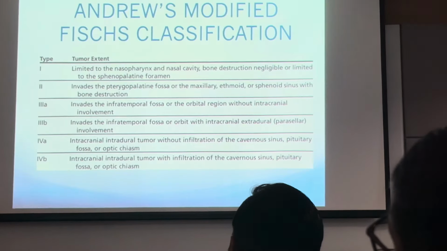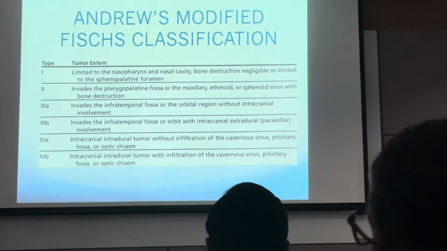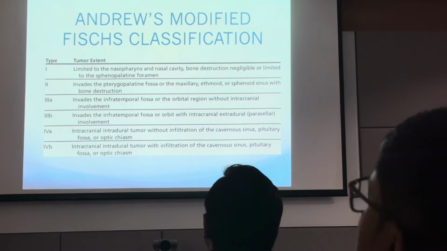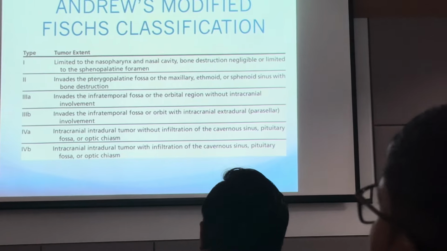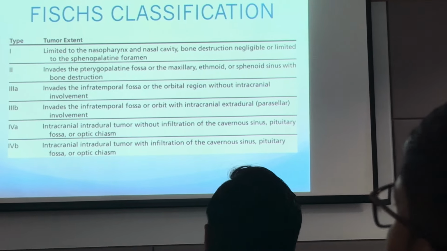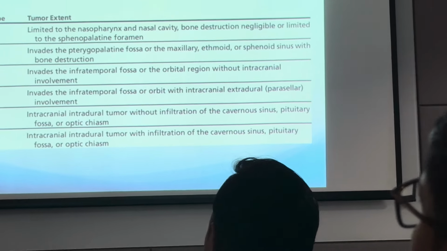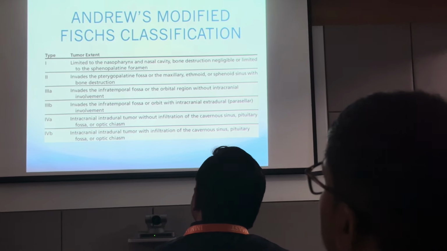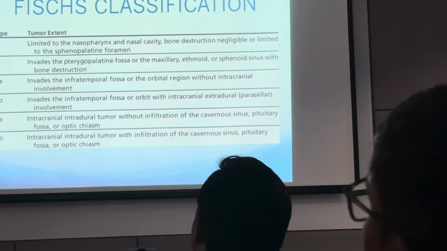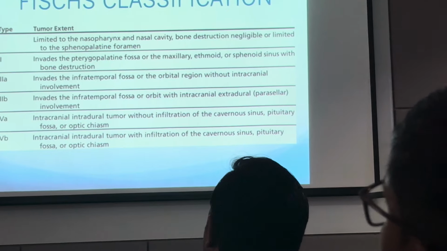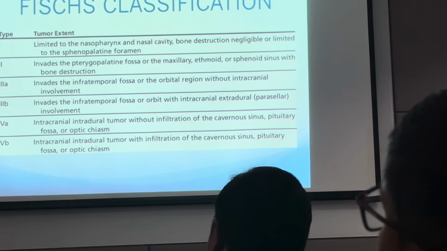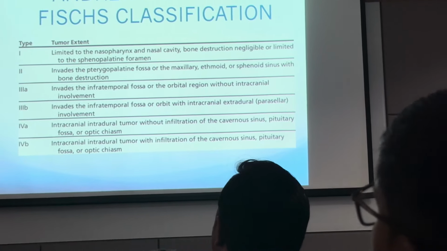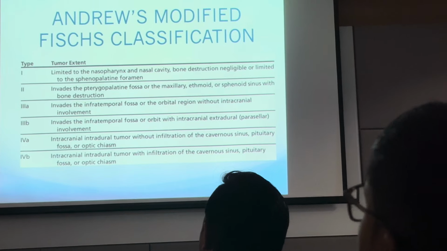So there are many classifications. I find this Andrews-Fisch modified classification is the easier one to understand which tumor we are talking about. A very simple one: grade 1 is just tumor confined to the nasopharynx. Grade 2 you will have involvement of the maxillary, ethmoid and sphenoid sinuses. Grade 3 will be infratemporal fossa, but there is no intracranial extension. Grade 3B will be intracranial extension, but it is extradural, not intradural.